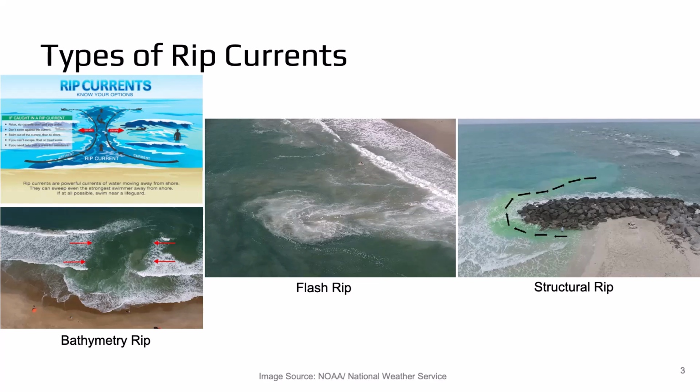All right, going back to the slide. So different types of rip currents, as I wanted to introduce. We are mostly going to focus on the bathymetry rips and the flash rips. Structural rips are a little bit different. Usually ML models work better so far with bathymetry rips and the flash rips.